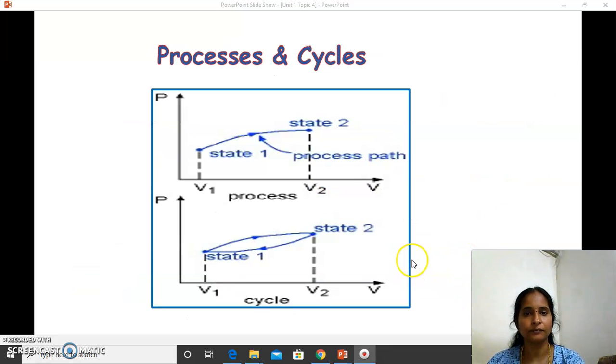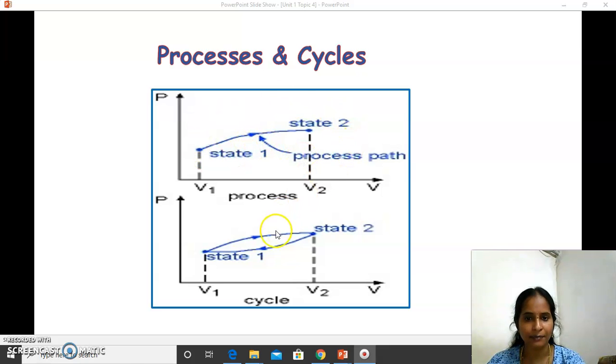Okay. Then processes, again some more diagrams have been given to detail the topics which we have come across. Here you can see this is state 1 and state 2. And this is only the path of the process.